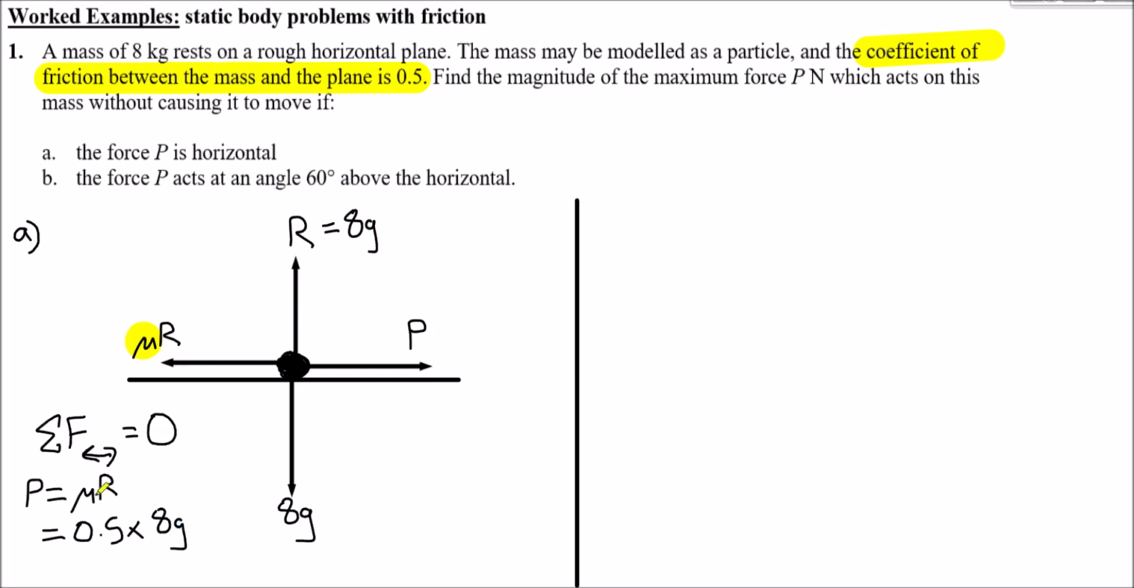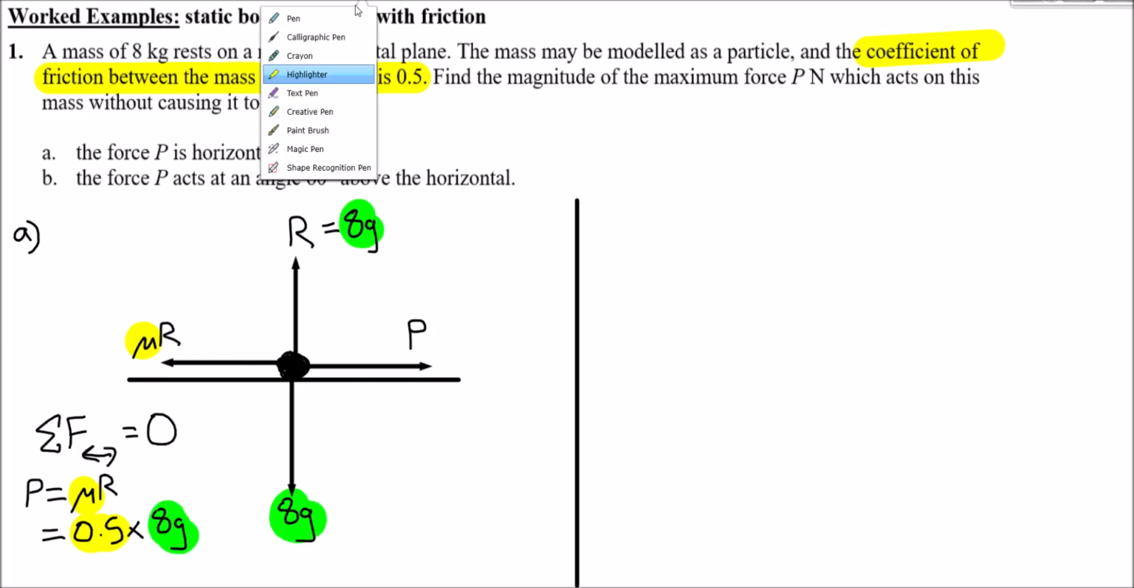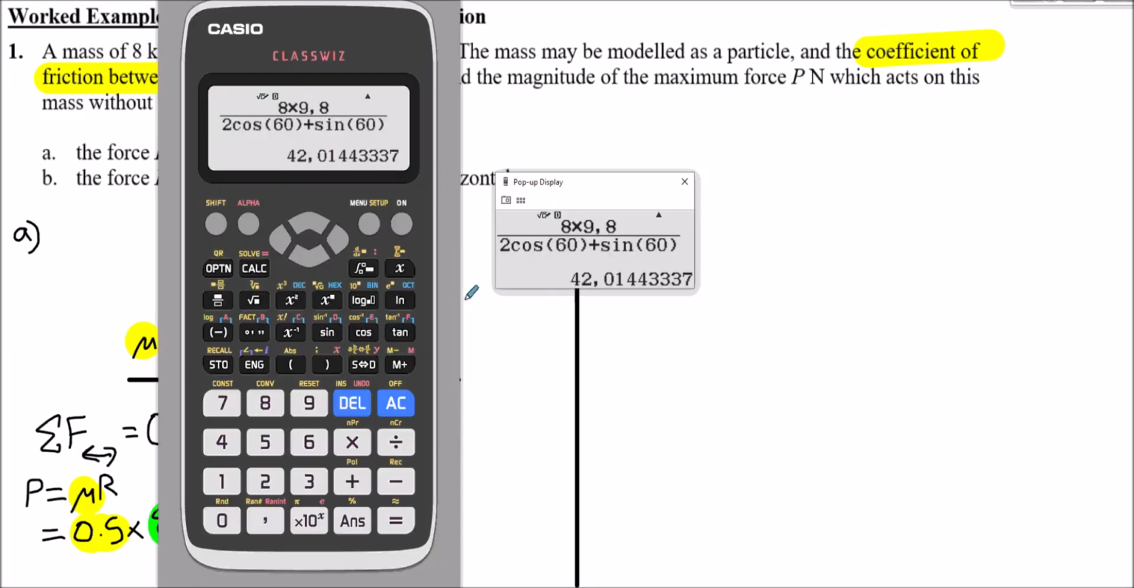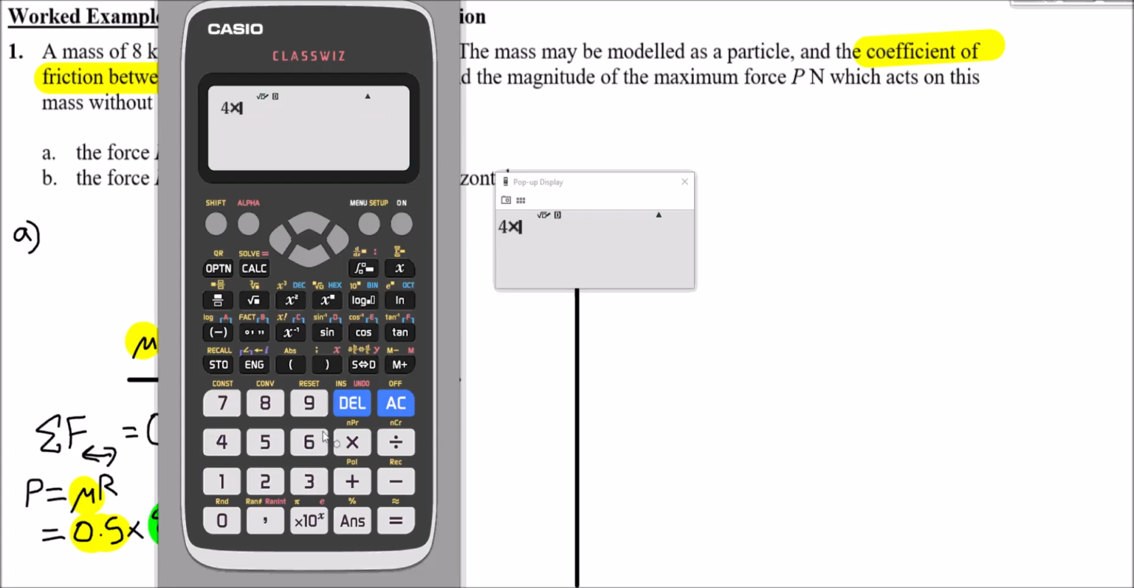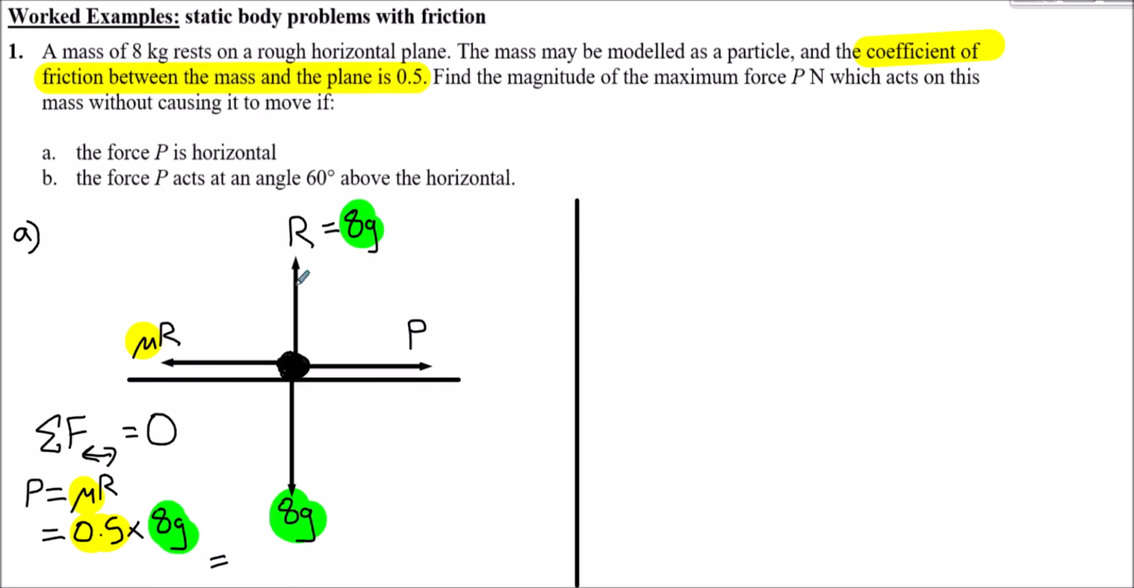So if we just sub these in and calculate, R is 8g as well. So 0.5 times 8g, that'll just give us 4g, which we can fairly easily calculate. So 4 times 9.8, that gives us 39.2 newtons.